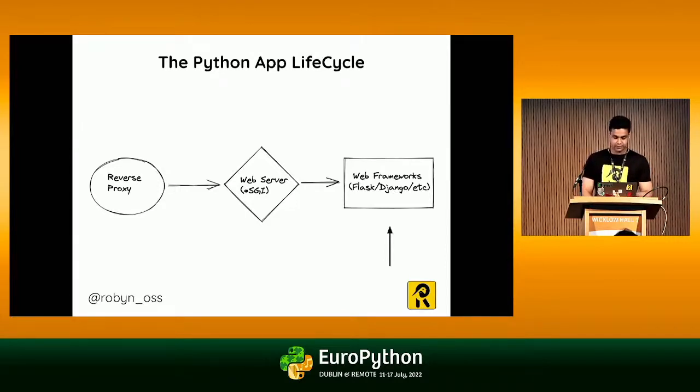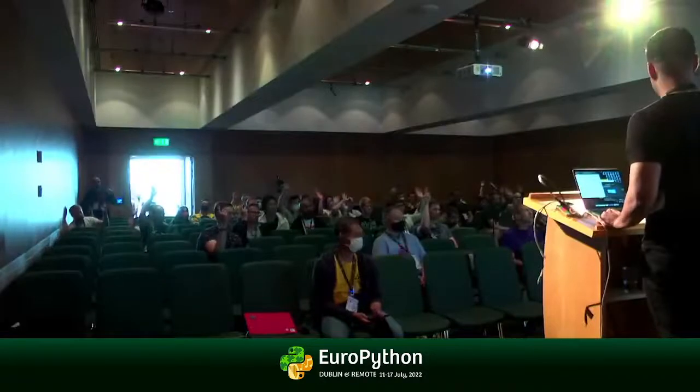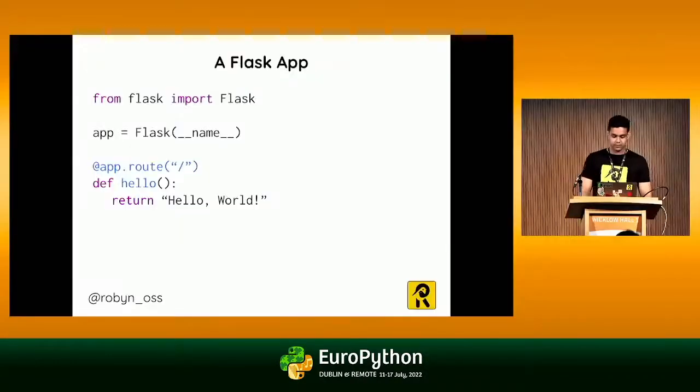So let's have a look at a traditional Flask app. I like Flask a lot, and I'm really inspired by the API. So this is how a Flask app looks. How many of you folks know how to create a very basic Flask app? All right, perfect. So you import the Flask class from the module, you initialize the app, and you add some decorators to add the routes.